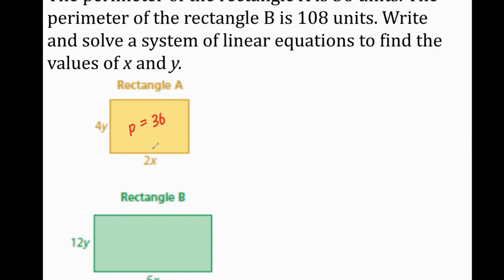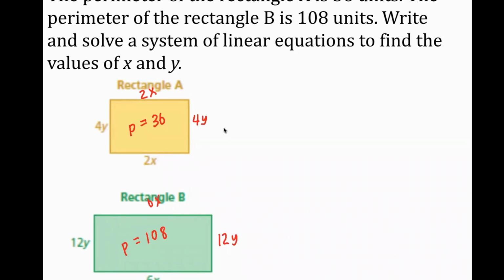And recall that perimeter is the sum of all the sides. So this side that measures 4y will have this other side measuring 4y as well, since they are the same length. And same goes for this side length. They would both be 2x since they are equal to one another. As for rectangle B, the perimeter equals 108 units. And I'll just go ahead and indicate that this side length is 6x and this side length is 12y.